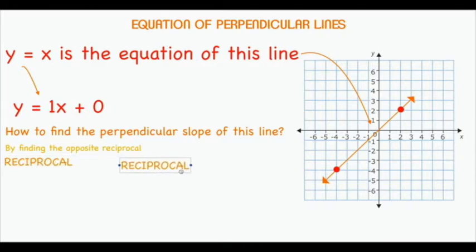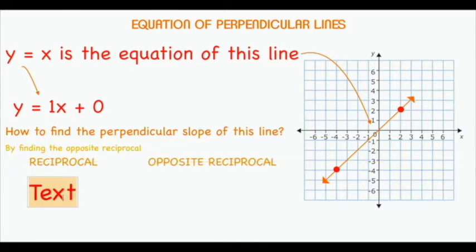The concept of reciprocal is switching the denominator with the numerator. But for every whole number, the denominator is 1, and its reciprocal is always 1 over that number. For example, if we take 2 as the original slope, if we make it reciprocal, it will become 1 over 2.